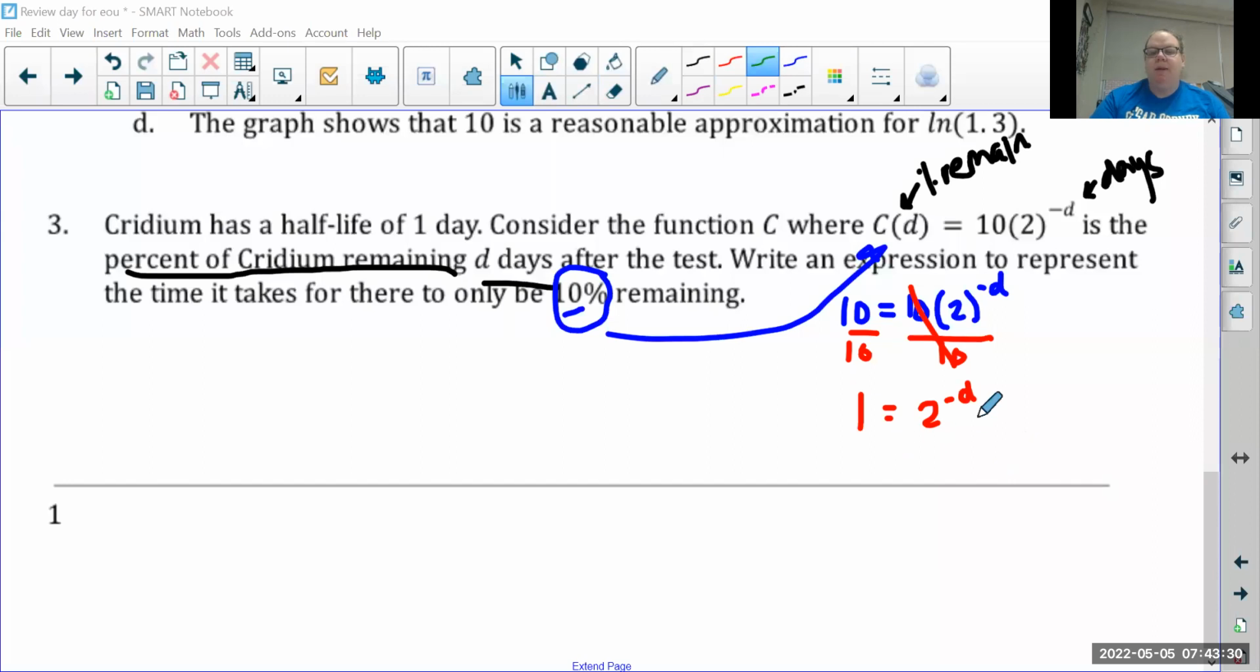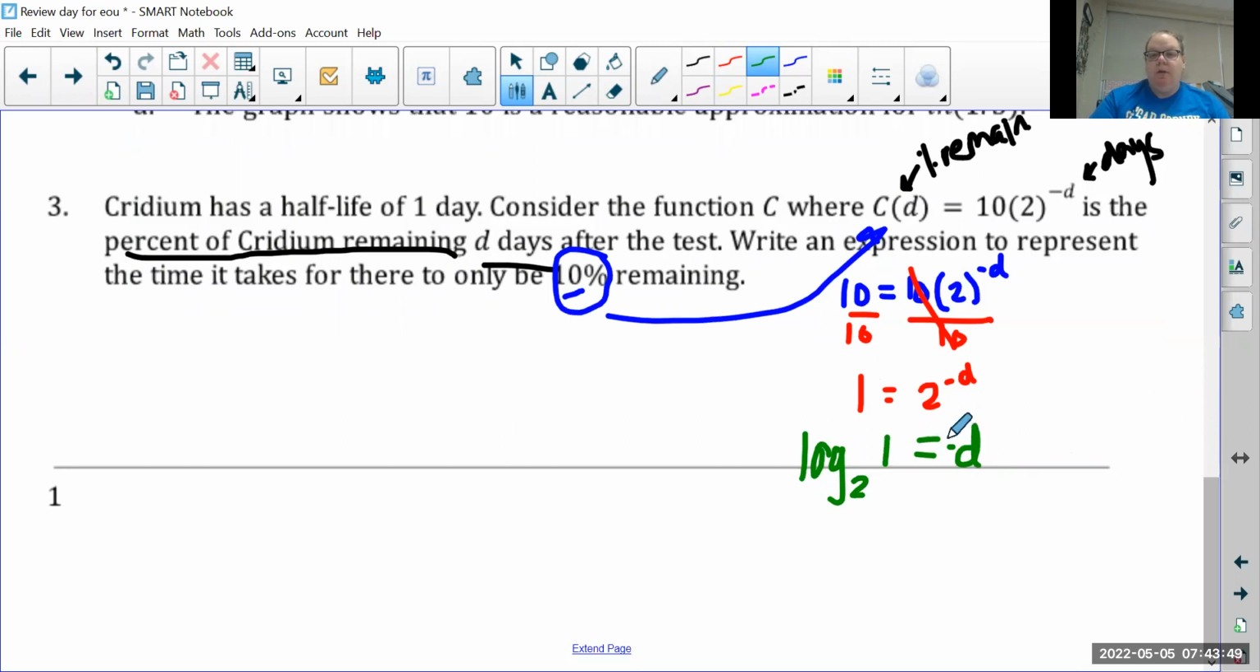Okay, anyway, we need to make this a log problem. So we write log, and our base that has an exponent is 2, so log base 2. Whenever we have a log problem, remember the exponent is our answer. So negative D is our answer, and the 1 goes here. Now we're just solving for the D, because that's what the multiple choices on the quiz are.